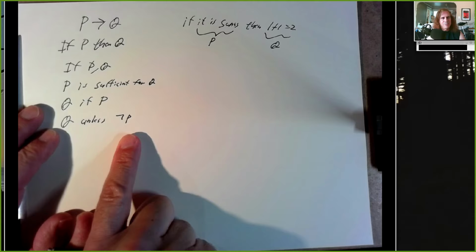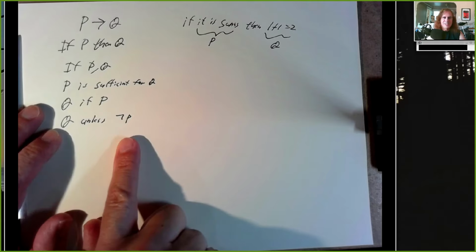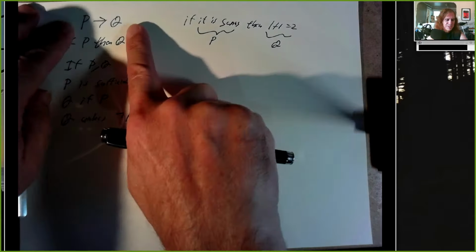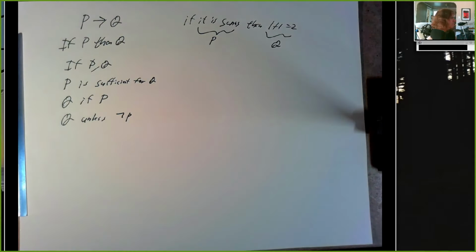That doesn't mean 1 plus 1 is not 2 if it's not sunny. We're saying we can guarantee 1 plus 1 is 2 unless it's not sunny. If it's rainy, we don't know. But it will turn out 1 plus 1 still equals 2. But all it's saying is, if it's sunny, then 1 plus 1 equals 2.